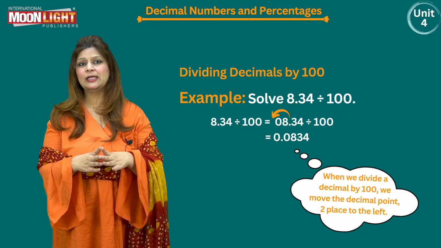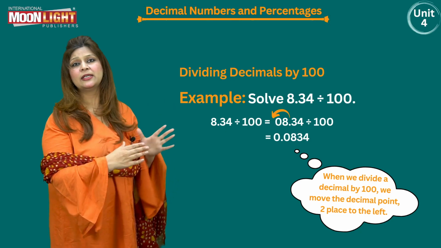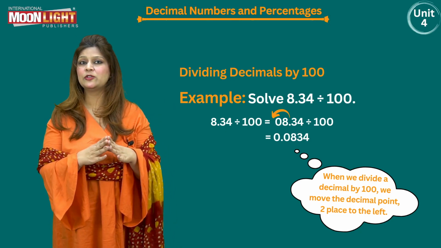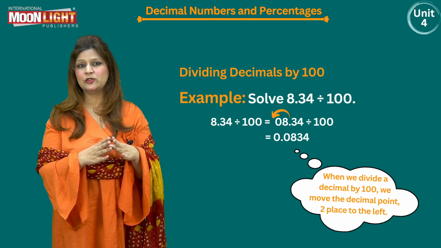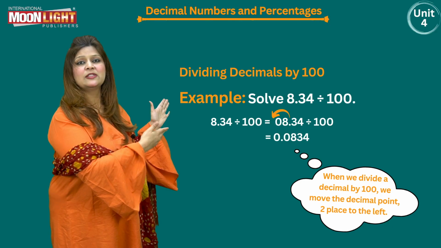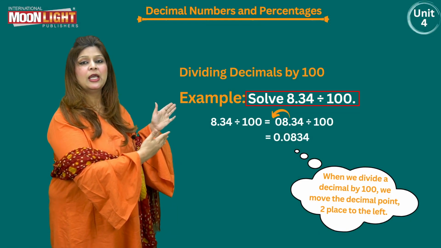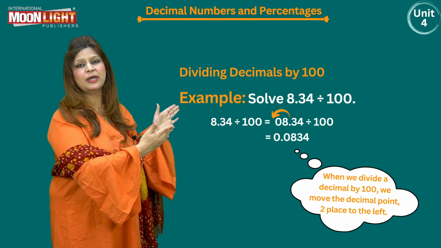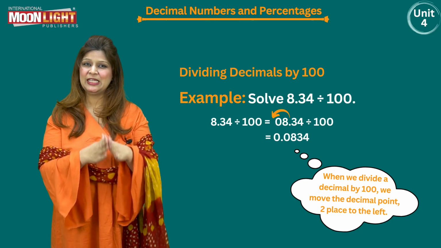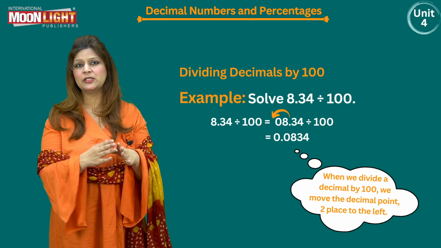Now let's do one other example of dividing decimal by 100. In 100 we have 2 zeros, so it is going to move how many places to the left? 2 decimal places to the left. Solve. The example is solve 8.34 divided by 100. 8.34 divided by 100 means that we are going to move how many places to the left? Yes, 2 places. Because in 100 we have 2 zeros, so 2 places to the left.